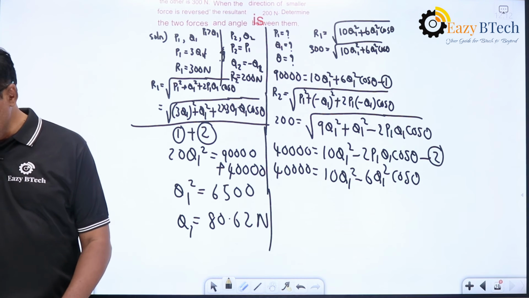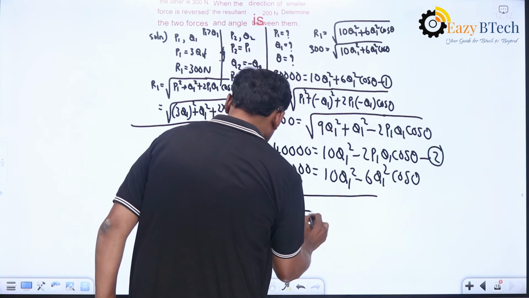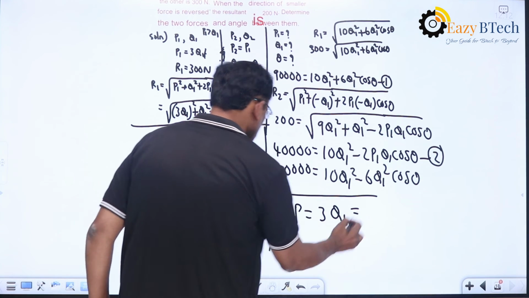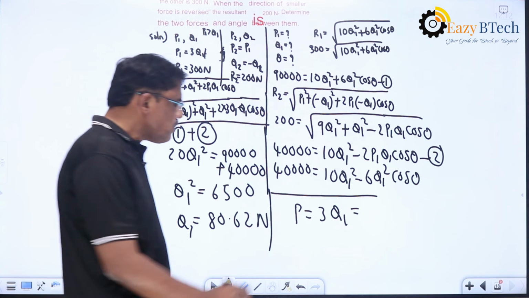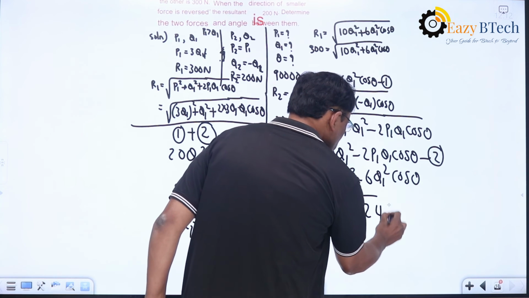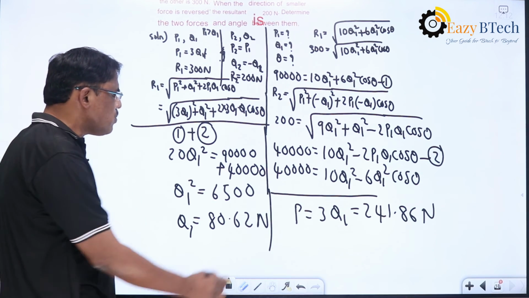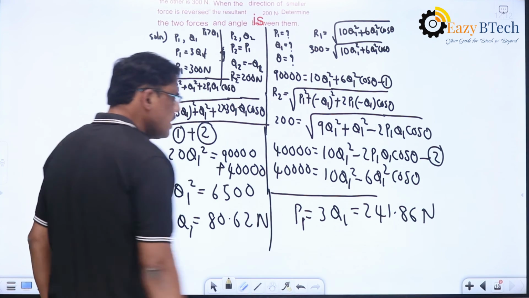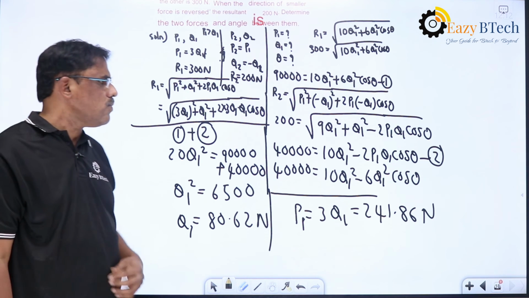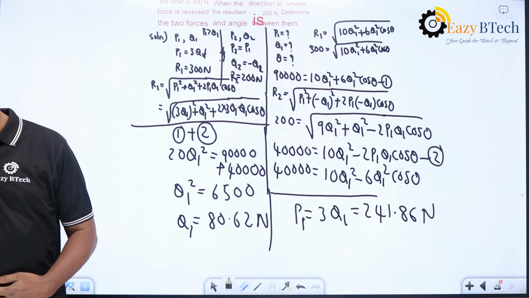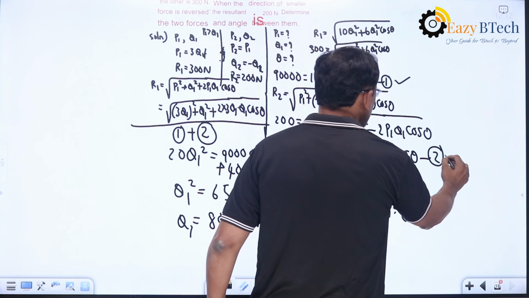And once you get the Q1 value, P1 is equal to 3Q1, so this is 241.86 newtons. So by this we got the values of P1 and Q1, and by taking either equation 1 or 2, you can find out cos theta.